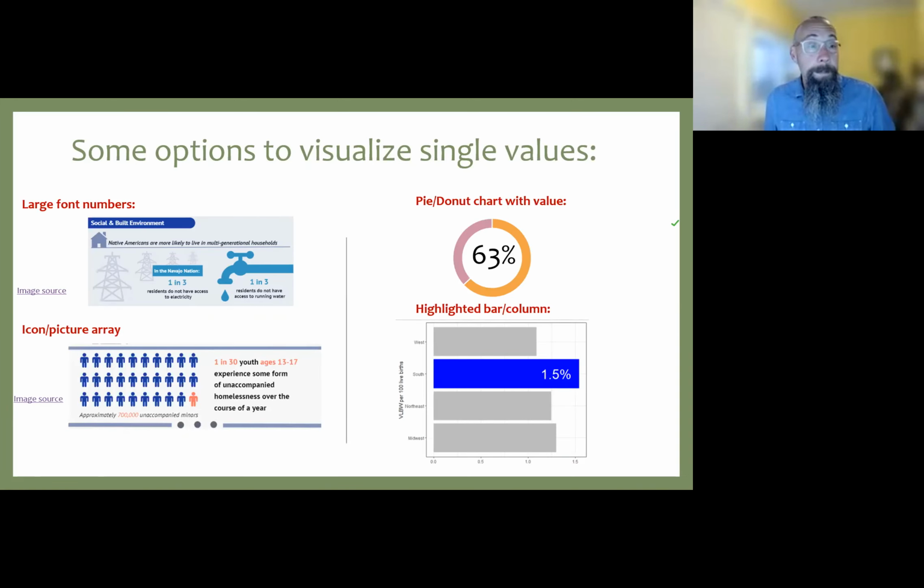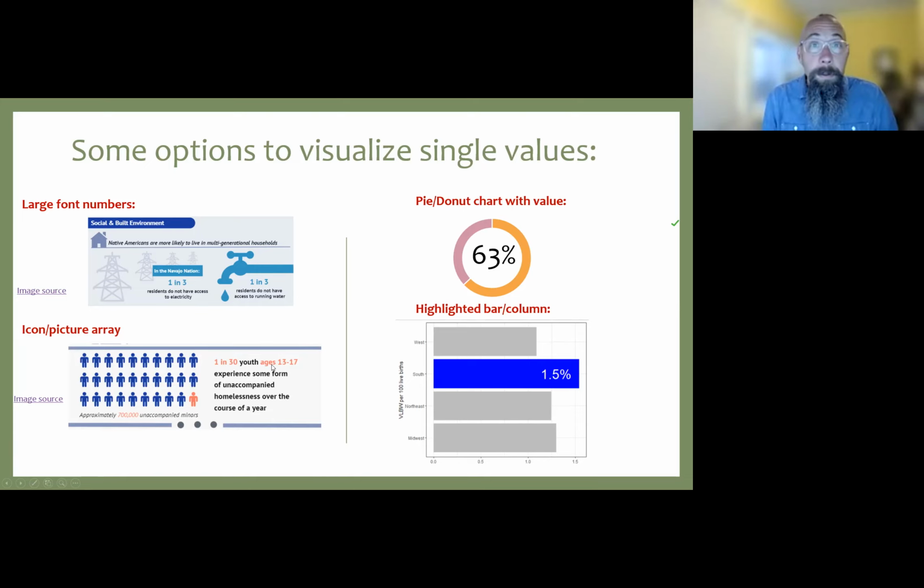For example, here's from a variety of different visualizations that I found. You could just use a large font. So this is from an infographic on Native health. So in the Navajo Nation, 1 in 3 residents do not have access to electricity, and 1 in 3 do not have access to running water, right? You tell a clear story in those visualizations.